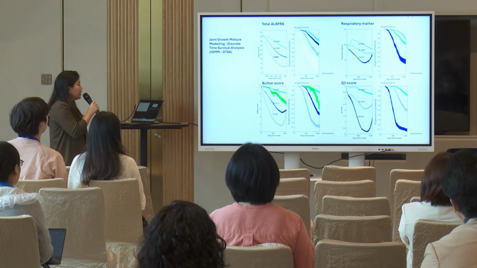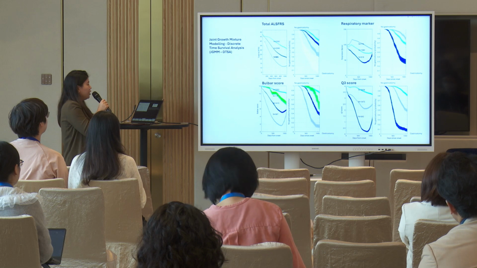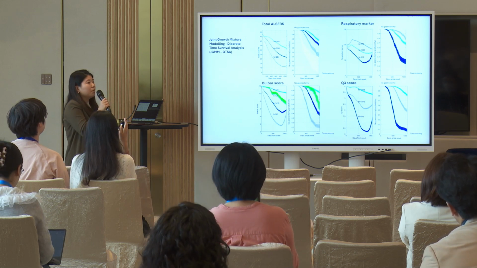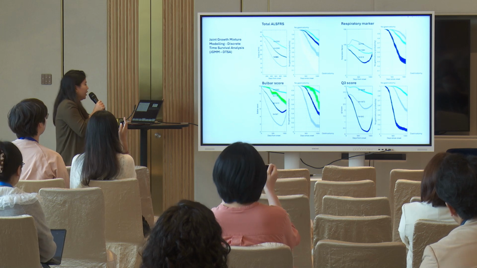Now, firstly, to understand the patterns of decline in the patients, we use the unsupervised classification method of joint growth mixture modeling, discrete time survival analysis.